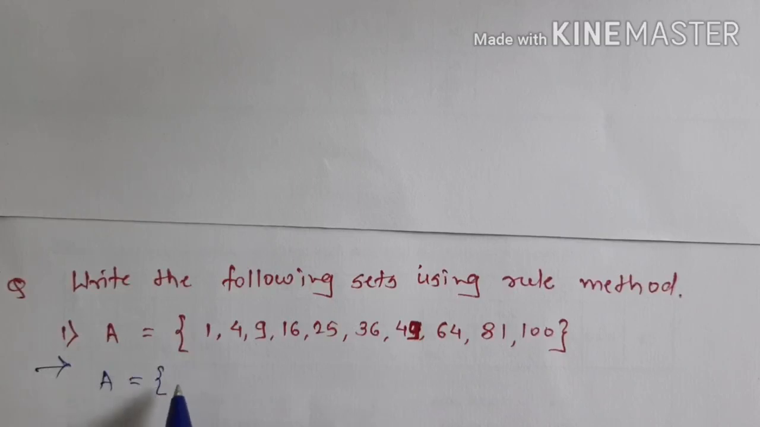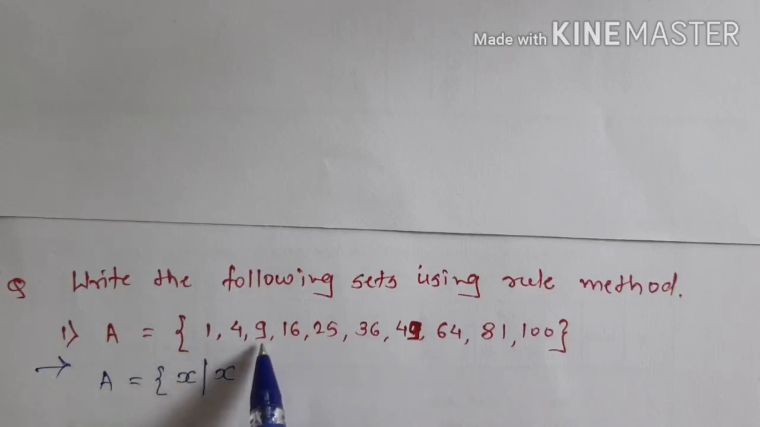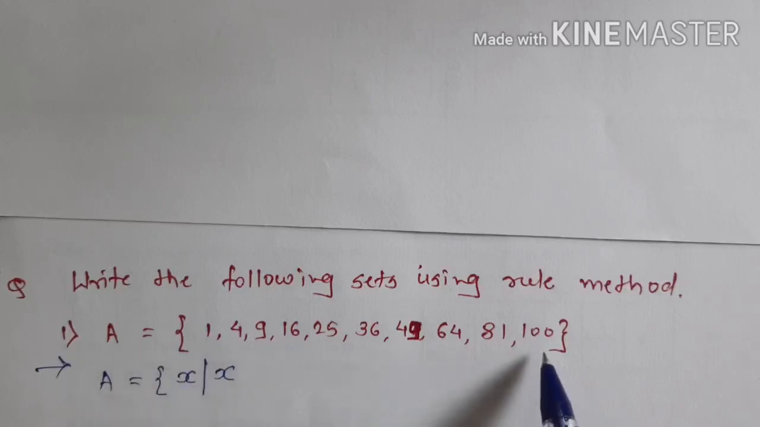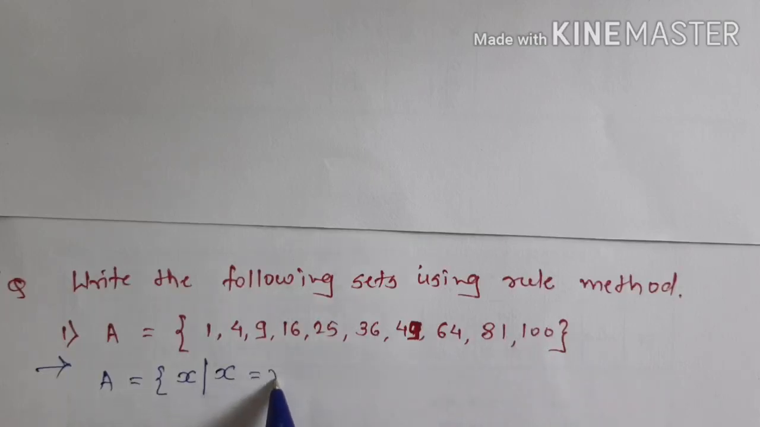Again, we have to take a variable, so let the variable be x, a vertical line which stands for such that. Now here, as we can observe, these are all the perfect square numbers. That is, 1 is the square of 1, 4 is the square of 2, 9 is the square of 3. So up to 100 is the square of 10. So these are the squares of the first 10 natural numbers. So we should write here x is equal to n square, where n belongs to capital N.